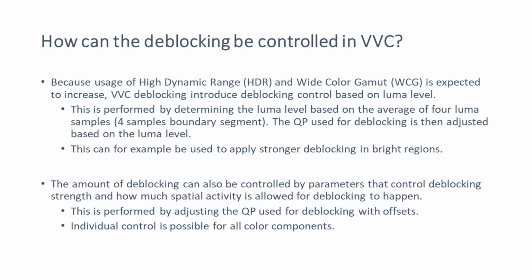This can, for example, be used to apply stronger deblocking in bright regions. The amount of deblocking can also be controlled by parameters that control deblocking strength and how much spatial activity is allowed for deblocking to happen. This is performed by adjusting the QP used for deblocking with offsets. Individual control is also possible for all color components in VVC.